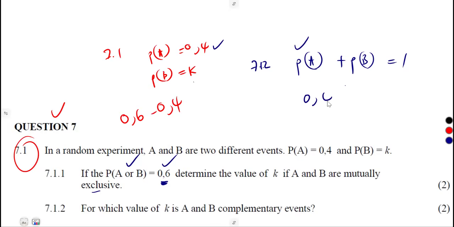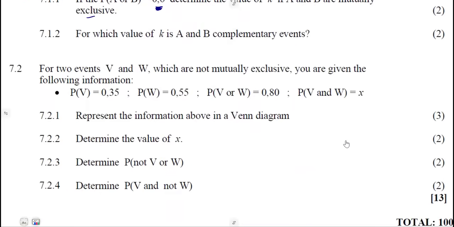That's 0.4. What about B? That's our K. So it must give us what? 1. So we can solve for K to the other side. That's subtract 0.4, subtract 0.4. So our K is going to be 1 minus 0.4, which is what? 0.6. All right. So that is what we had for complementary events.